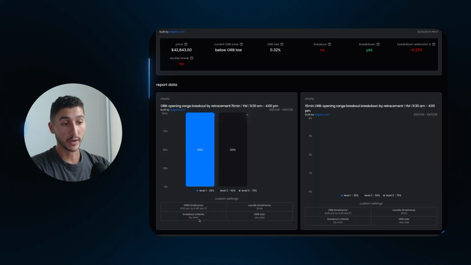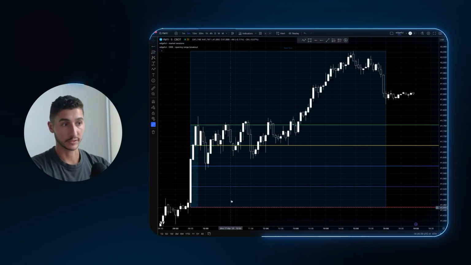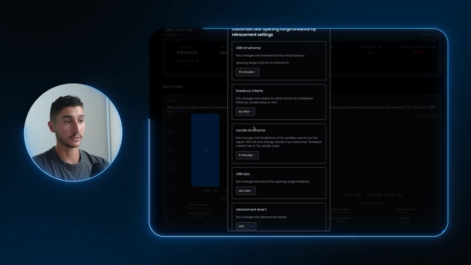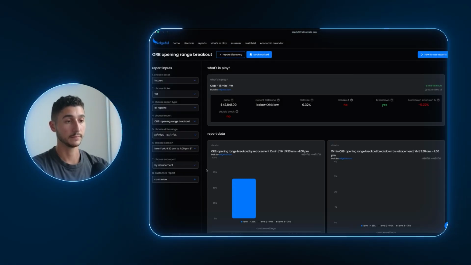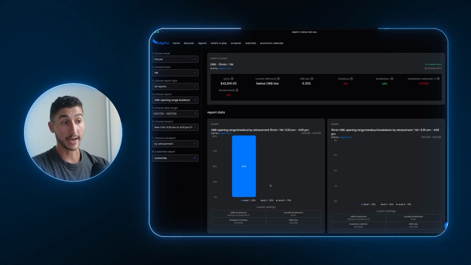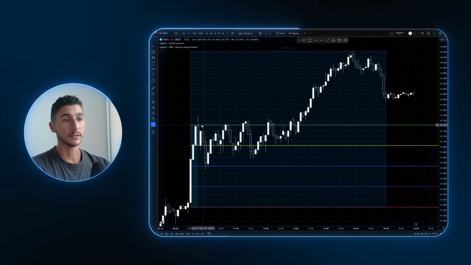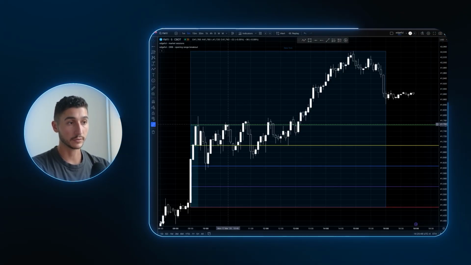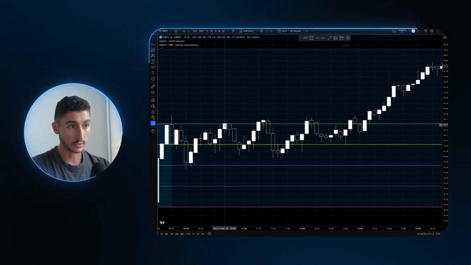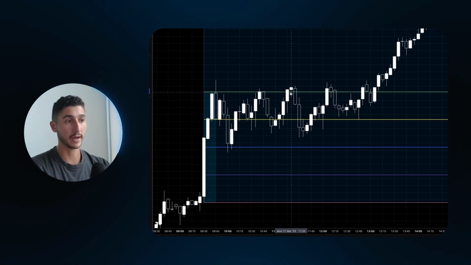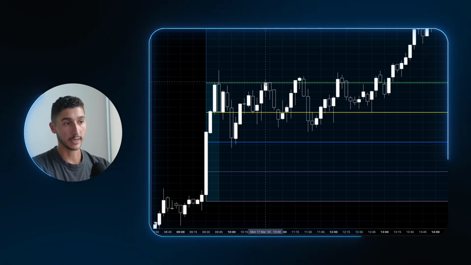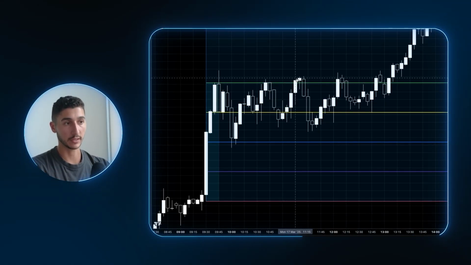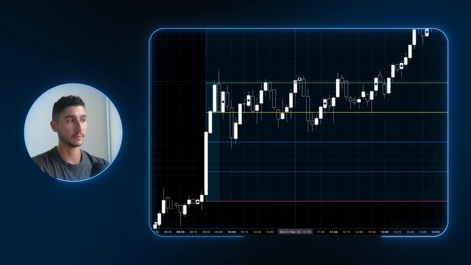Now, I have the by wick criteria set here. If I change this to be by close, and I click save, you can see that the black bar went away, because the first 5-minute candle to close could be either this one or this one. It doesn't really matter in this case. Let's just say this one, because this one definitely closed above.